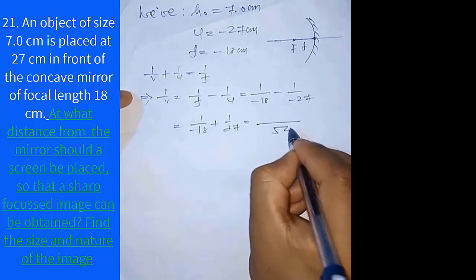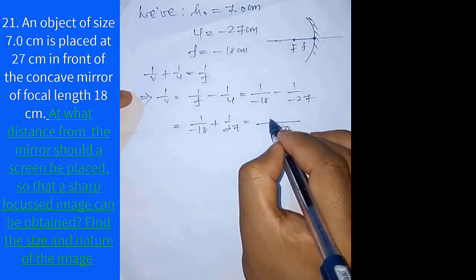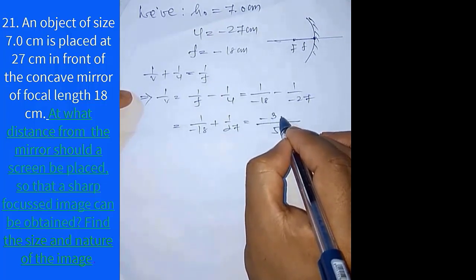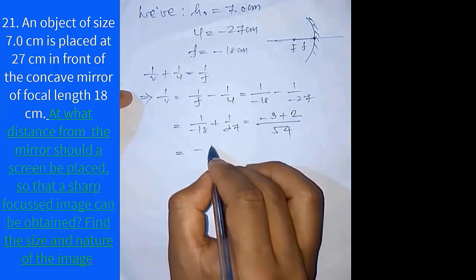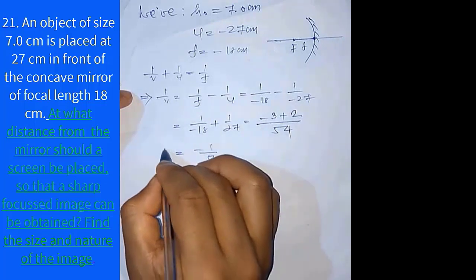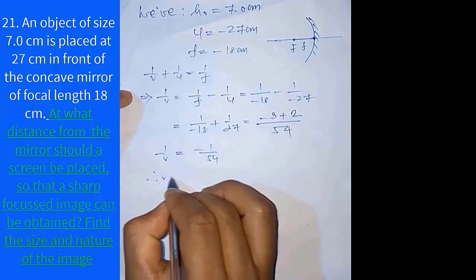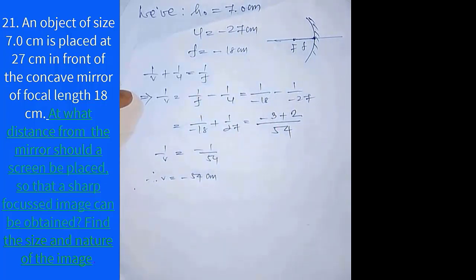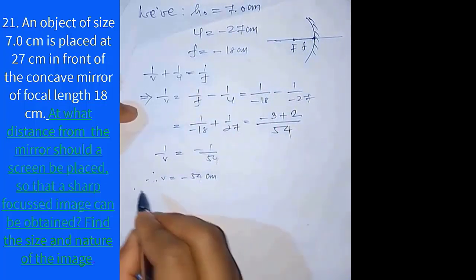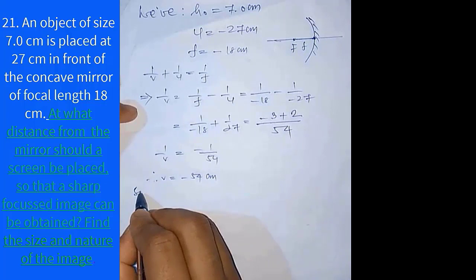LCM will be 54. Okay, so 18 into 3 times means 54. 27 into 2 times is 54. So you will have minus 1 by 54. Therefore, V is equal to minus 54 centimeter. So we have to find the distance of the screen.